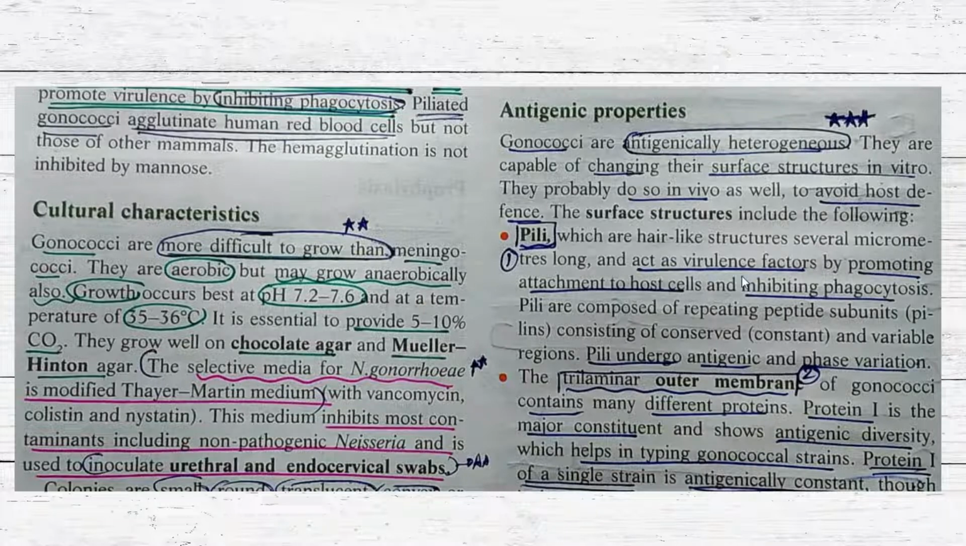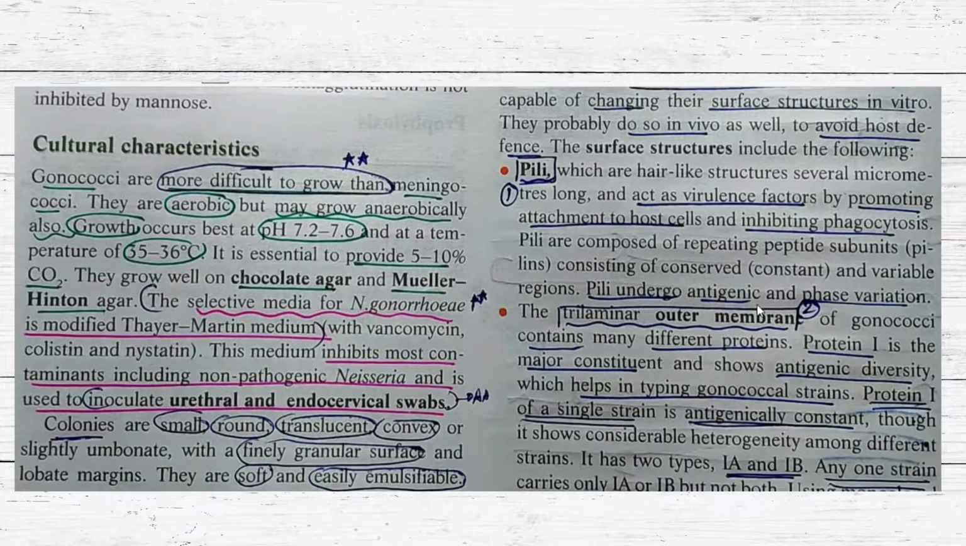How? They promote attachment to the host cells. The main thing for a bacteria is attachment to the host cells, so pili will promote that. Along with that, they also inhibit phagocytosis. So they act as virulence factors by promoting these two things. Also, you should know that they undergo antigenic and phase variations. Then the second surface structure responsible for antigenicity is the trilamina outer membrane, and this trilamina outer membrane contains many different proteins.